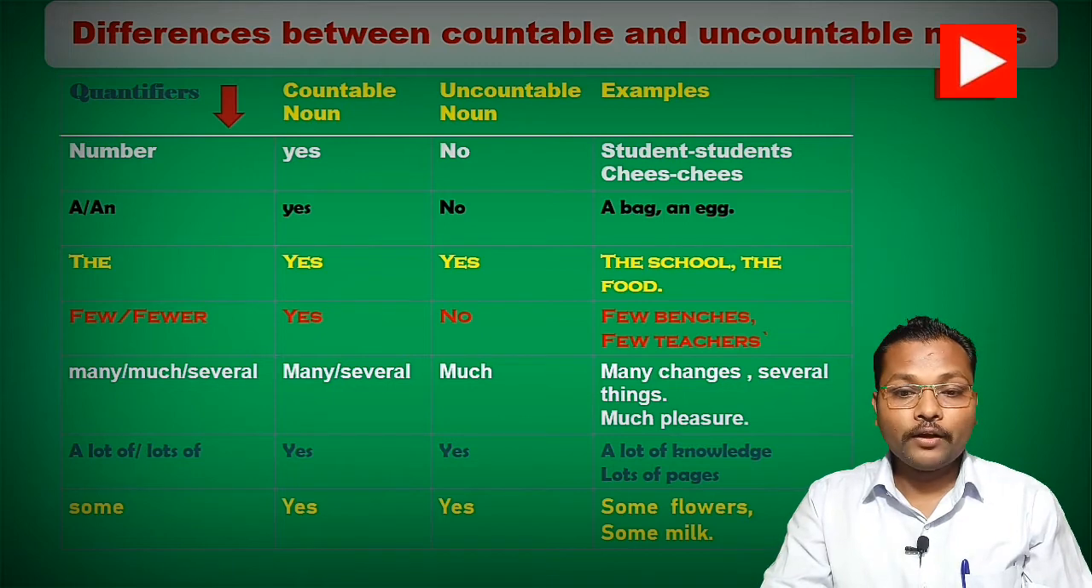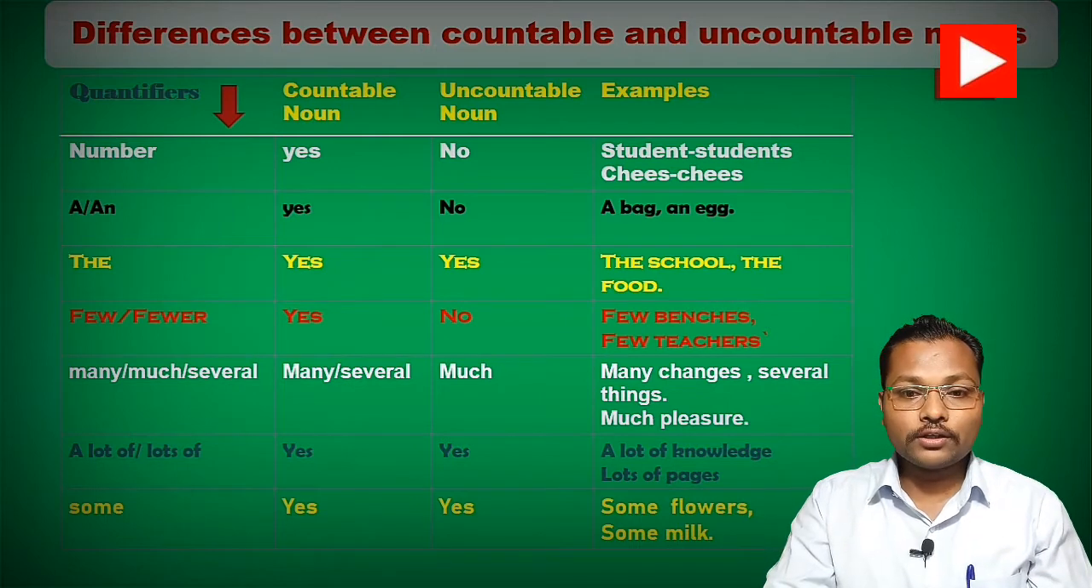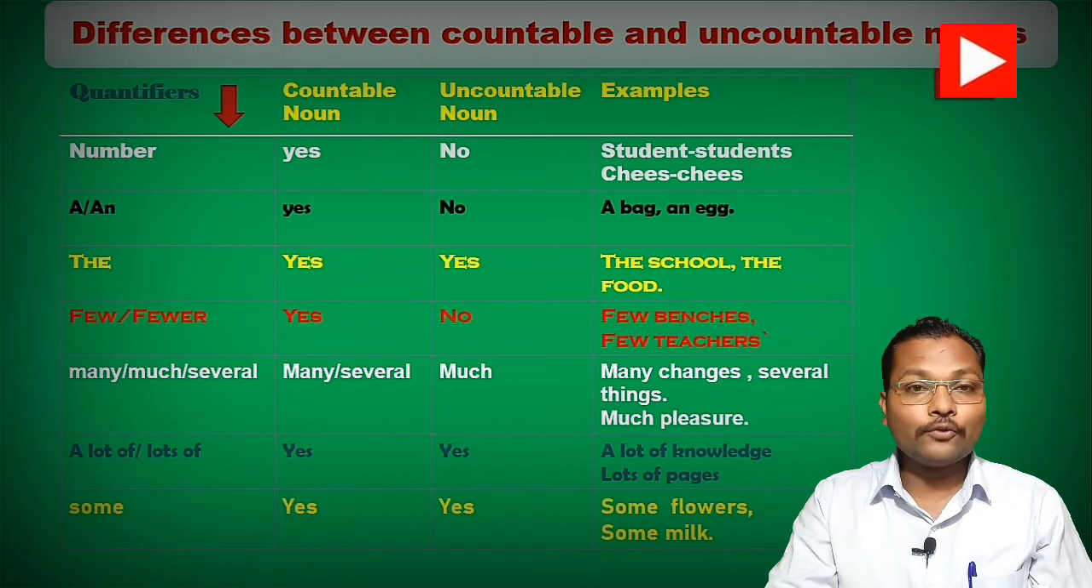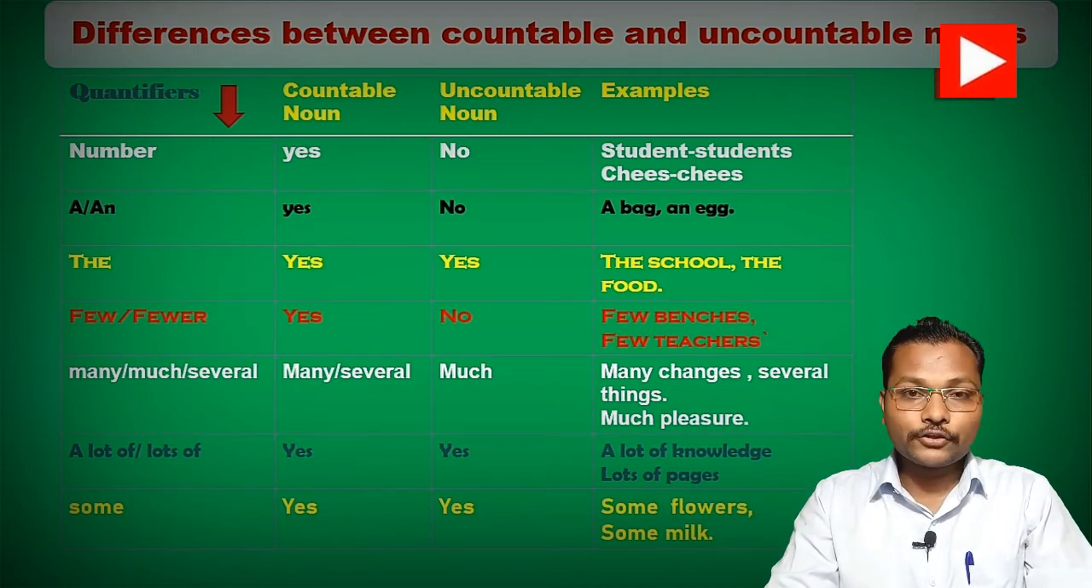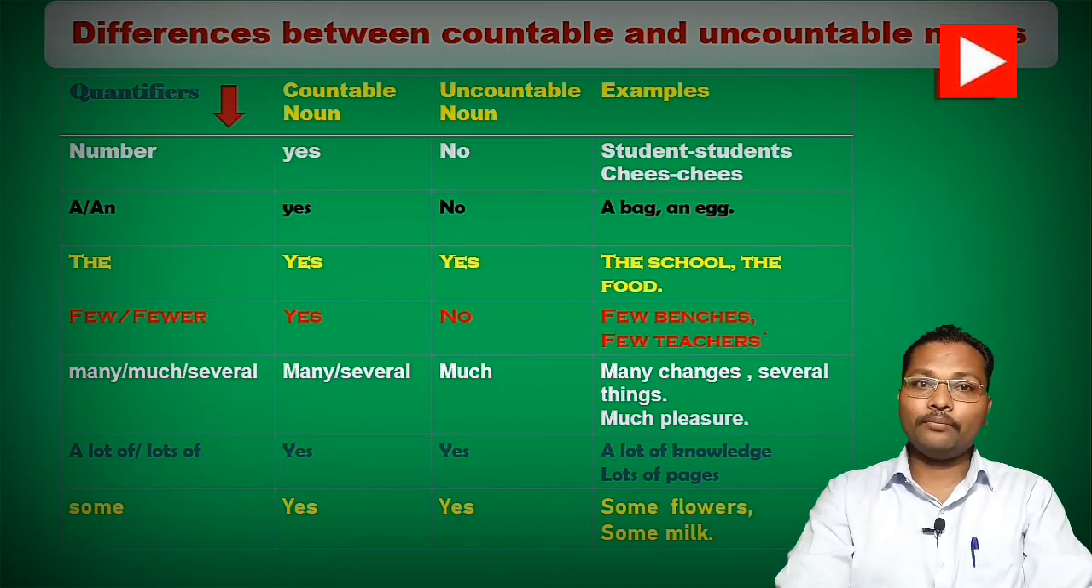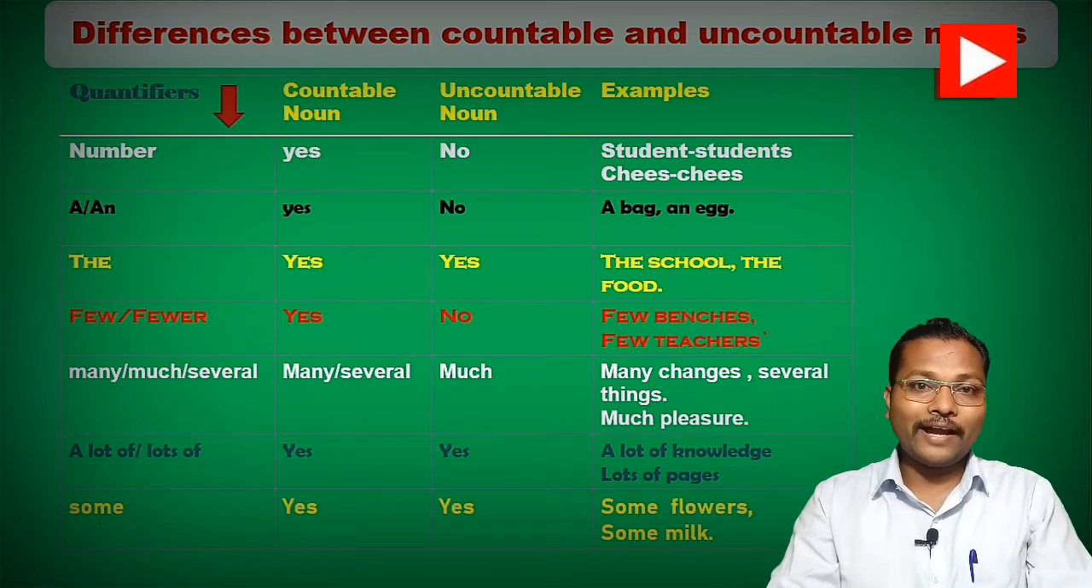And also, countable nouns have singular and plural forms like student and students. But uncountable nouns do not have plural form. They are mostly considered as singular, like cheese, and the plural is also cheese. Cheese has only one form, but it's uncountable, so it cannot have plural form.